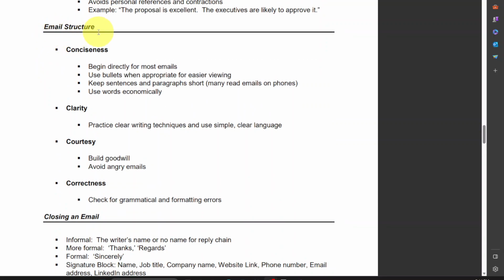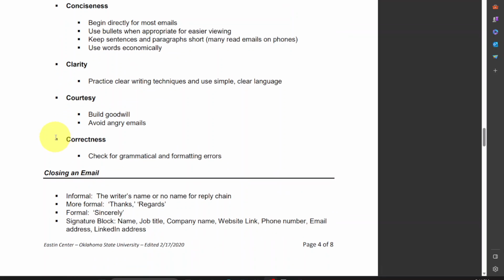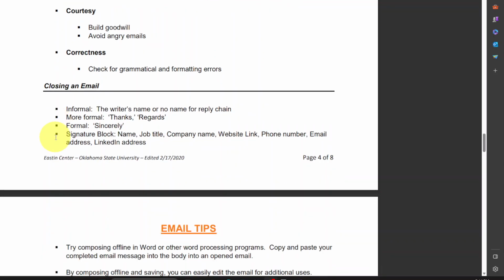Moving on to email structure. Conciseness. Begin directly for most emails. Use bullets when appropriate for easier viewing. Keep sentences and paragraphs short. Many read emails on their phone. Use words economically. Clarity. Practice clear writing techniques and use simple, clear language. Courtesy. Build goodwill. Avoid angry emails. Correctness. Check for grammatical and formatting errors.